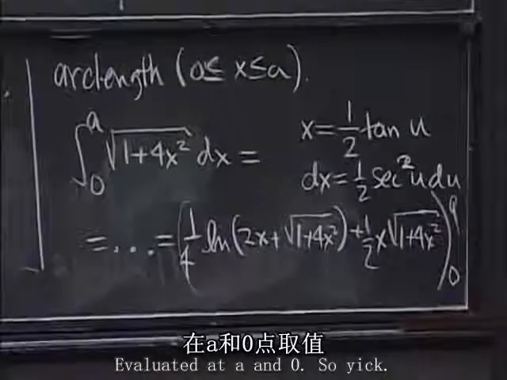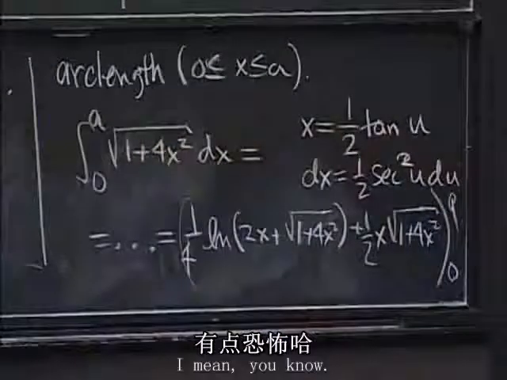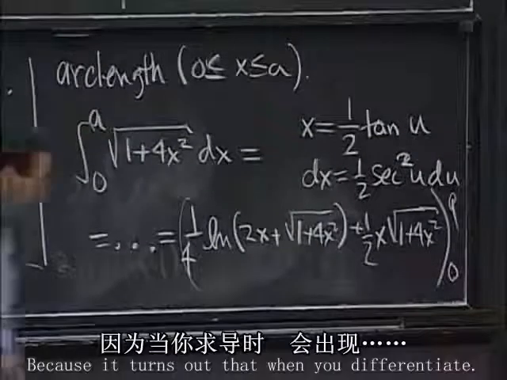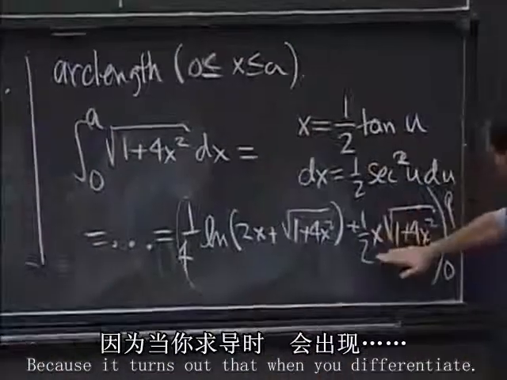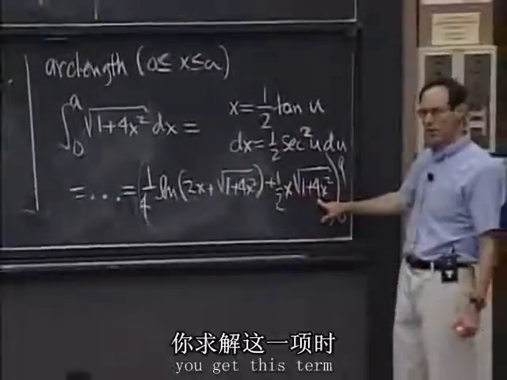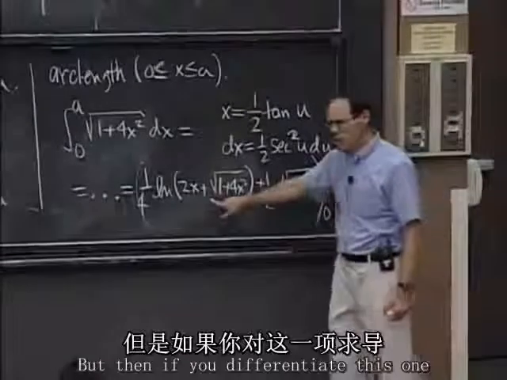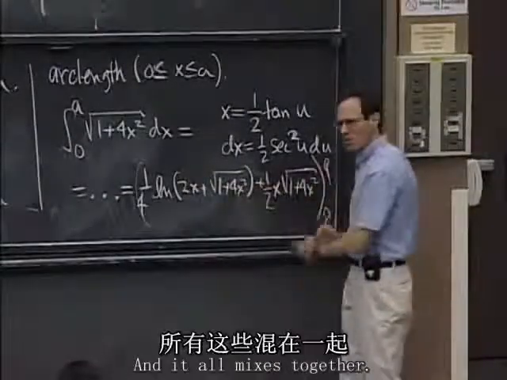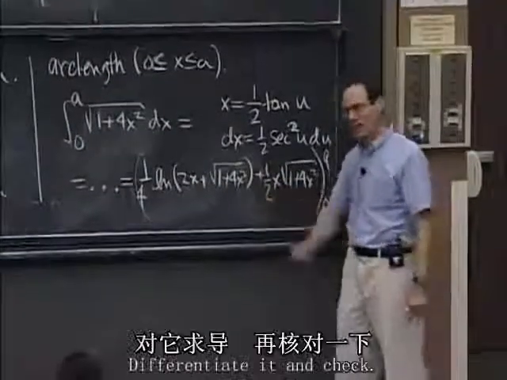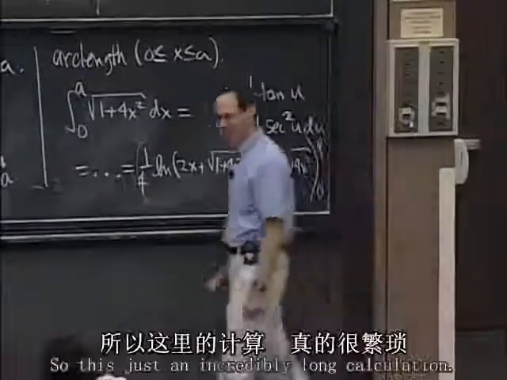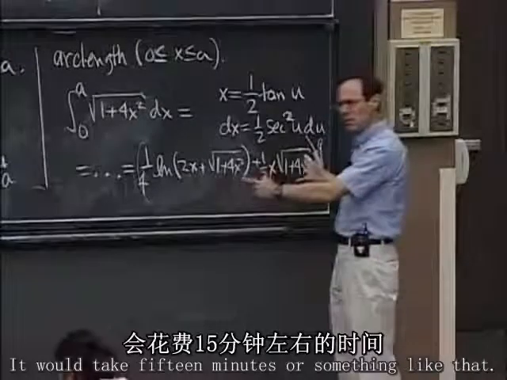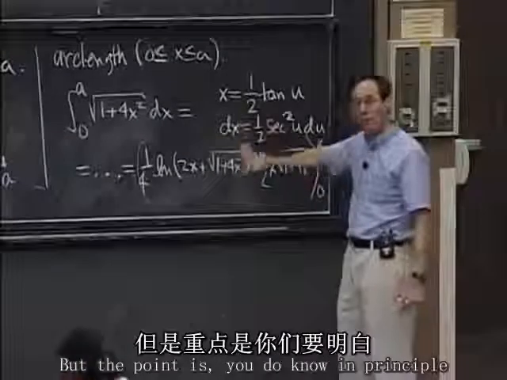Yeah. So, yich. I mean, you know. Why did I make it a half? Because it turns out that when you differentiate, so the question is, why is there a half there? If you differentiate it without the half, you get this term, and it looks like it's going to be just right. But then if you differentiate this one, you get another thing, and it all mixes together, and it turns out that there's more. So it turns out that it's a half. Differentiate it and check. Okay? So this is just an incredibly long calculation. It would take 15 minutes or something like that. But the point is, you do know in principle how to do these things.